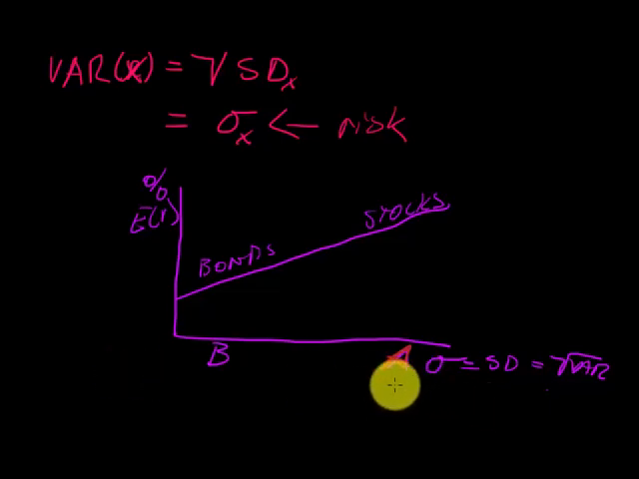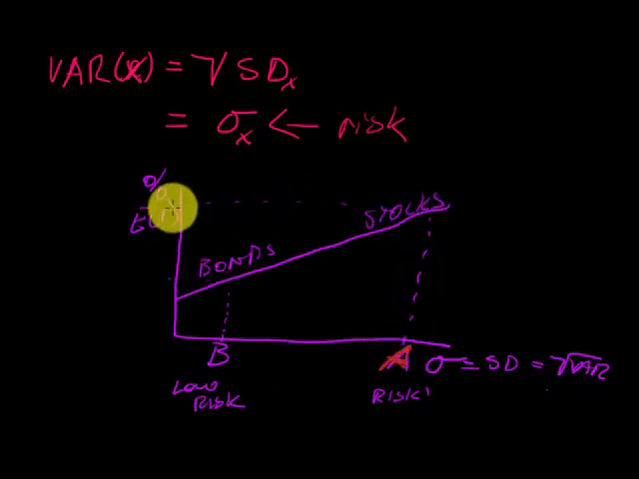Therefore, A has a greater variance, therefore a greater standard deviation, and therefore a higher risk. This is risky. This is still risky, but it's safer. This is a lower risk, and this is a higher risk. As such, the bond is going to give me a lower return than my stocks, which are going to give us a higher return. And that's the basic concept behind variance.